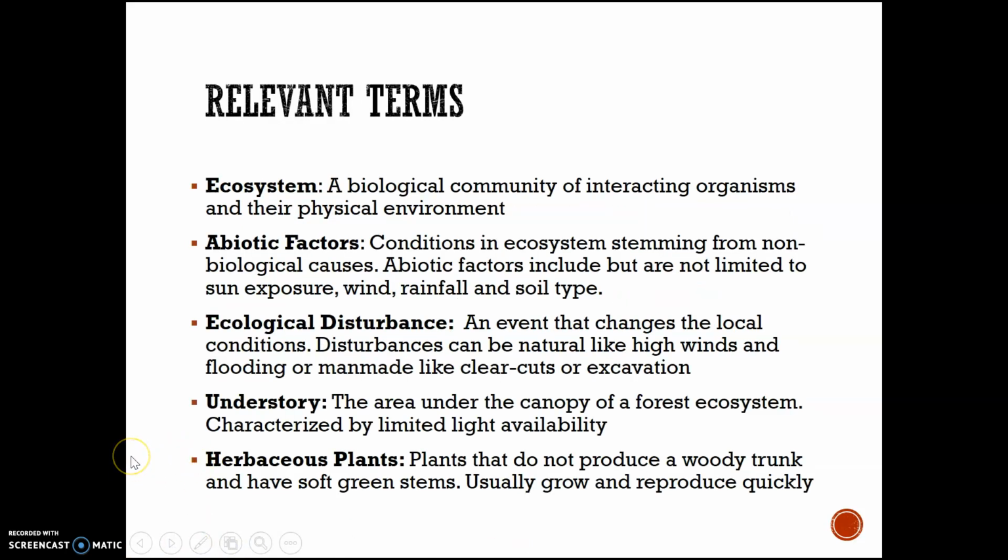So, a few relevant terms. An ecosystem. It's a biological community of interacting organisms and their physical environment. So, all the species that are interacting with each other and the place that they're living all combine to be an ecosystem. Abiotic factors are conditions in an ecosystem stemming from non-biological causes. These are things like wind, sun exposure, rainfall, soil type, those sort of things.